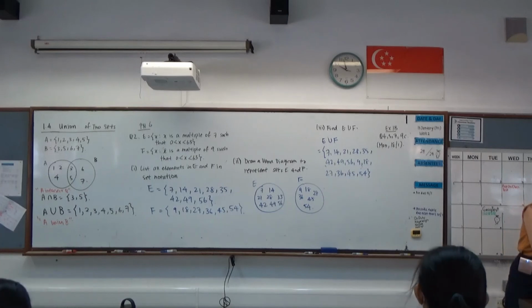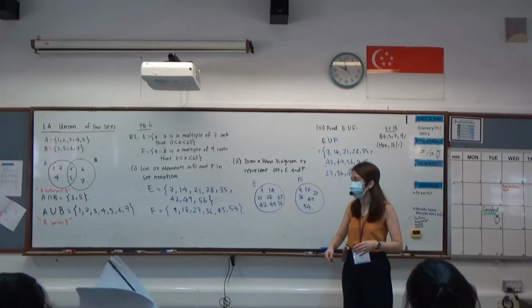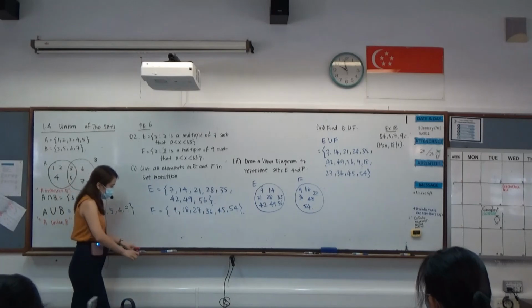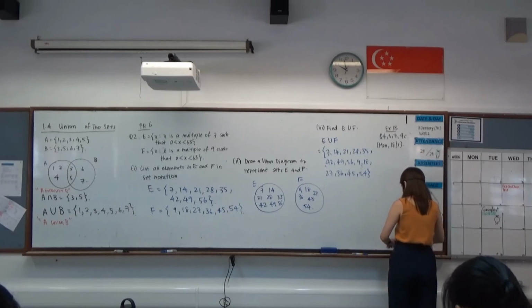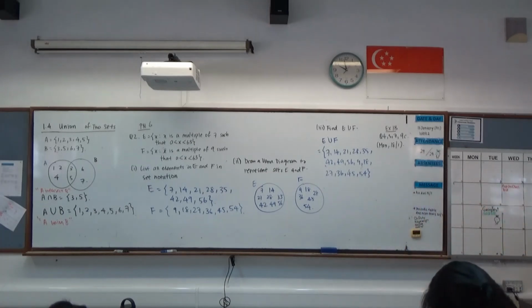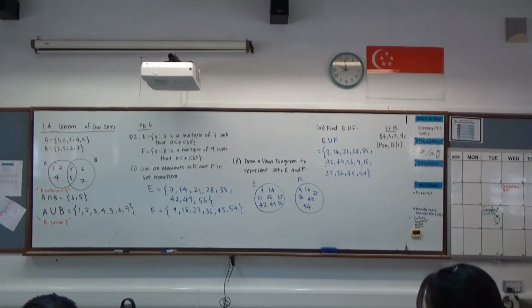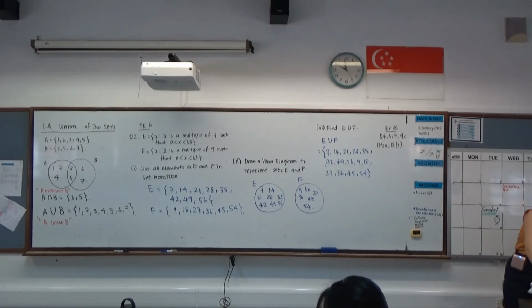Then you need to have a pen beforehand. Okay, so we end here for today. Next lesson we'll do 1.5, where we'll do some shading of Venn diagrams. That's a slightly more fun activity. Okay, thank you everyone.